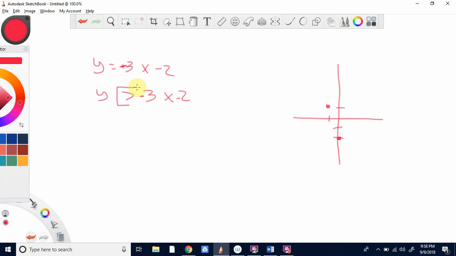So you graph it just like you would an equation, except you look at the inequality sign. If it's greater than or less than, it's going to be dotted. If it's greater than or equal to or less than or equal to, then it's going to be a solid line. Our inequality is greater than, so it's going to be dotted. I didn't do a very good job here, but you get the point.